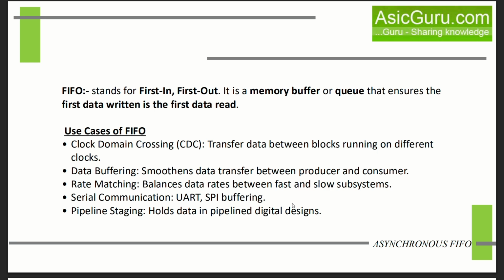Now, what is FIFO? FIFO stands for first in, first out. It is a memory or buffer that ensures the first data retained is the first data to be read. Here are the use cases of the FIFO. FIFO is used in clock domain crossing, that is, transferring data between blocks running at different clocks. It is used in data buffering, smoothing data transfer between the producer and the consumer. It is used in rate matching, in serial communication like UART or SPI buffering, and in pipeline staging. It holds data in pipelined digital design.